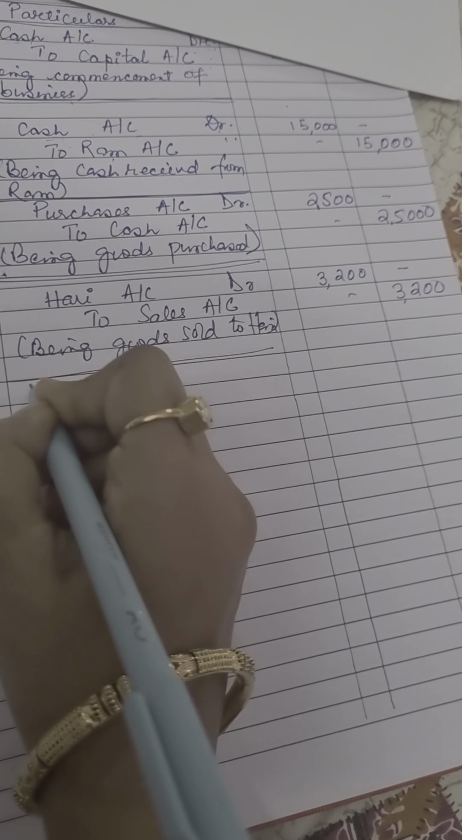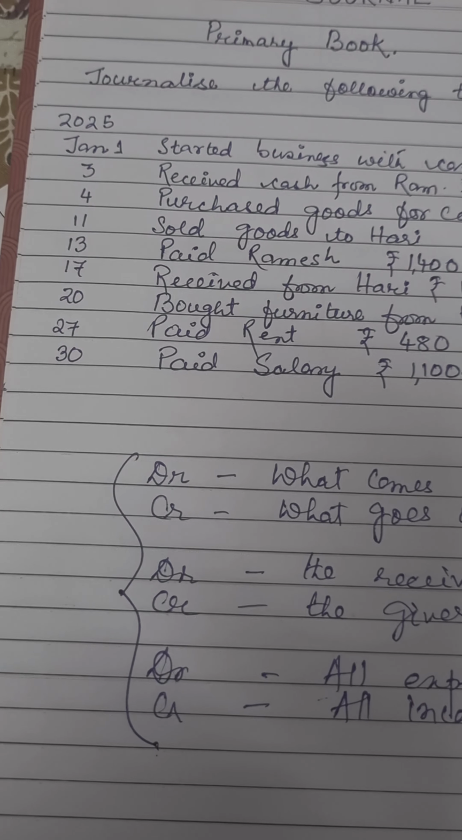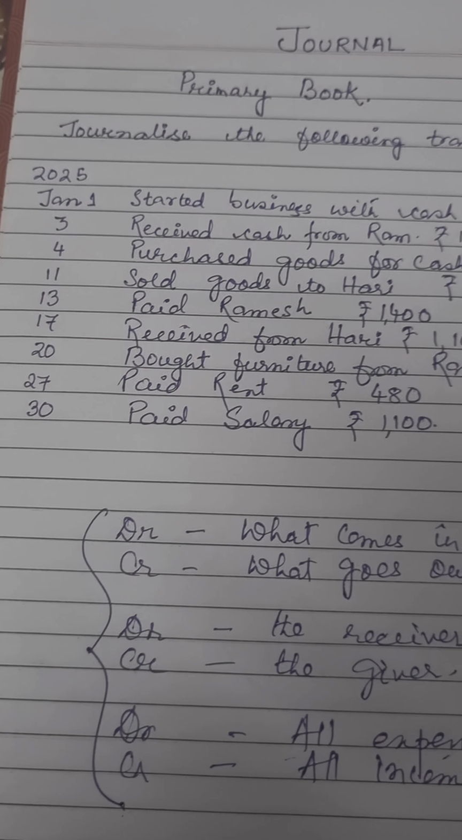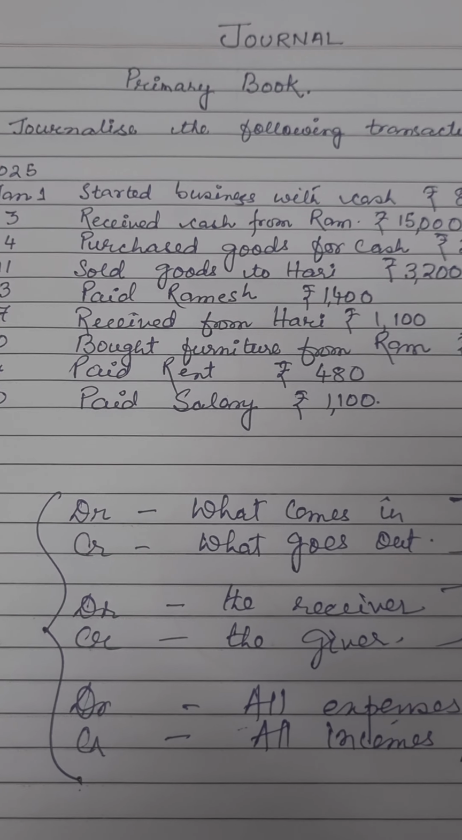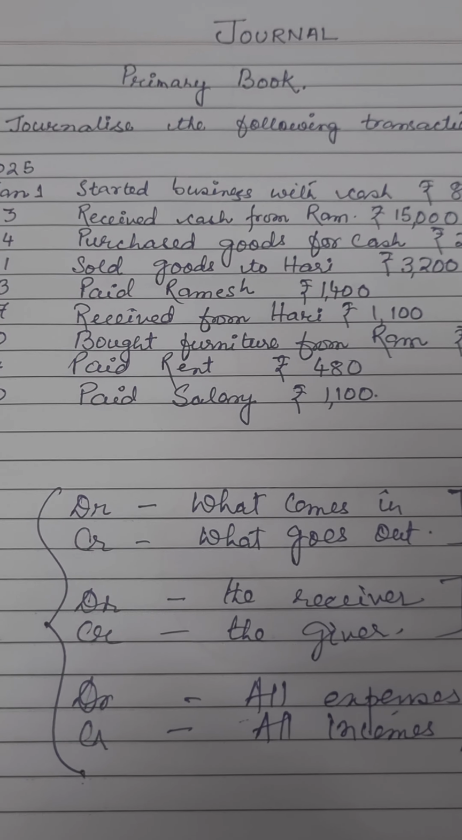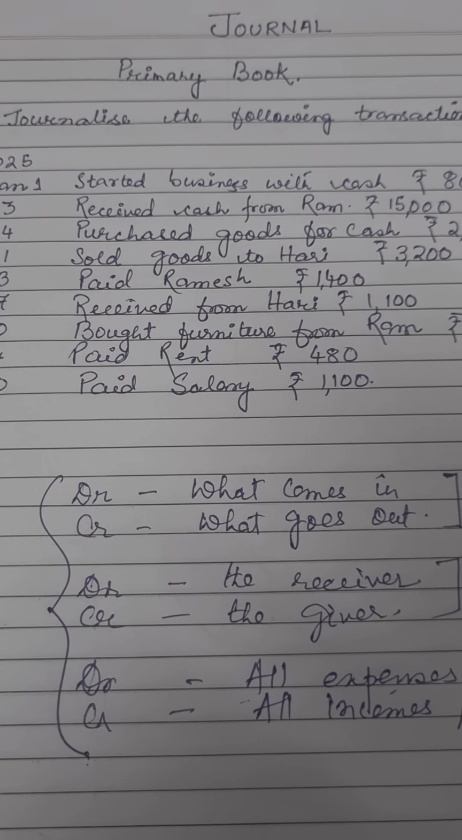Okay, so done. Now going to the next one, that is on 13th. So please don't have any doubt. Goods sold, if simply it is written and no name is written, then it is a cash sale. So cash account debit to sales account. But since it is a credit sale, Hari account debit, the receiver, to sales account.